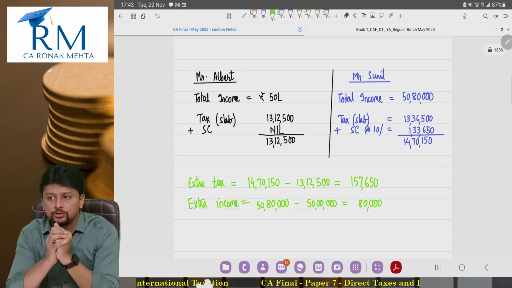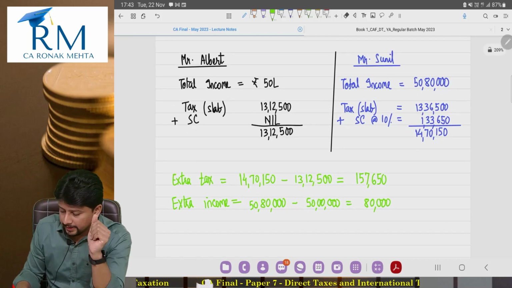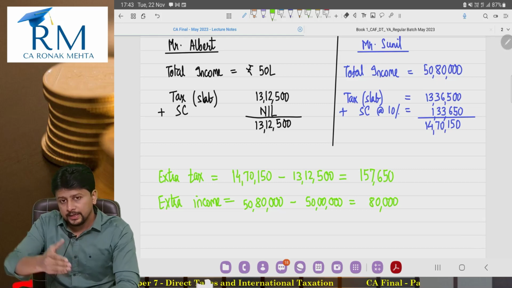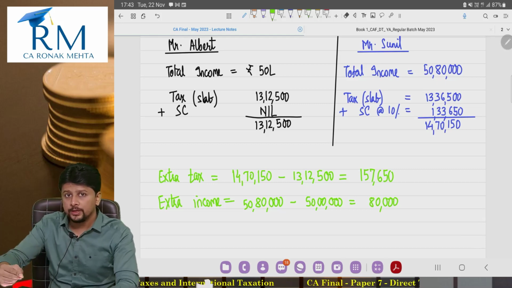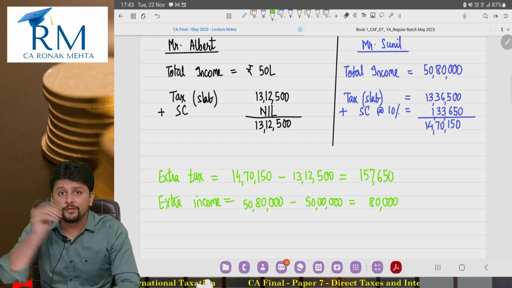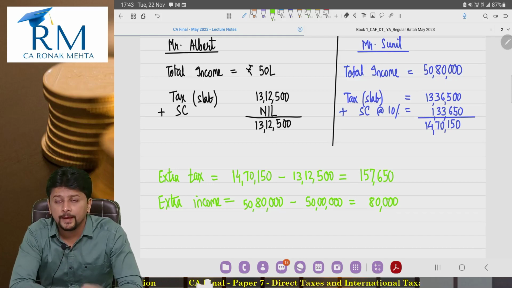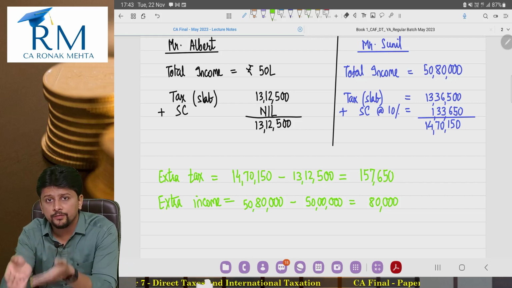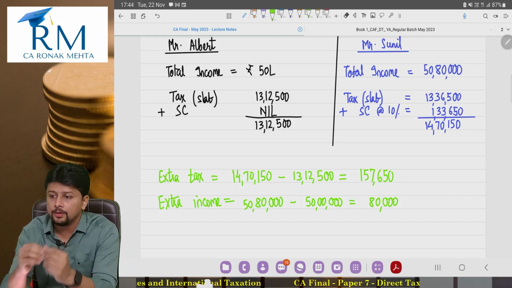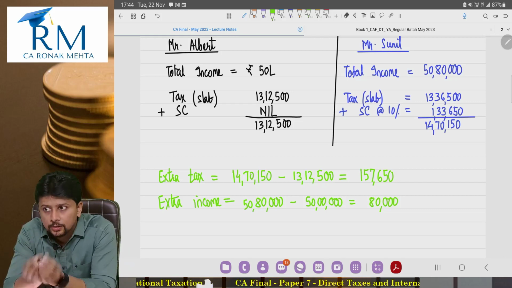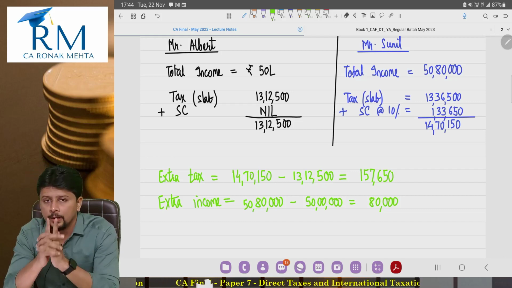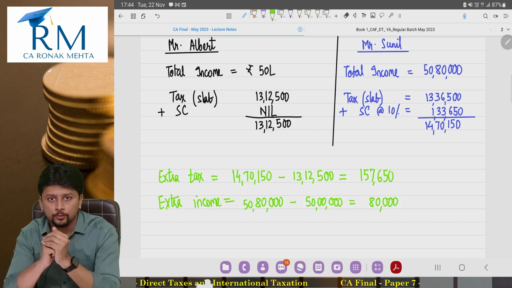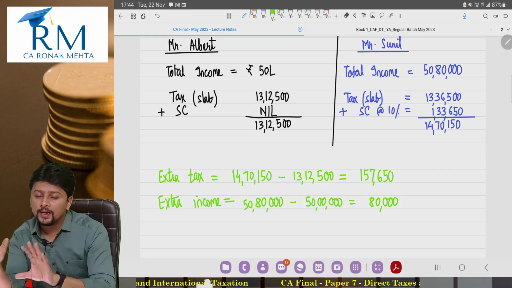Mr. Sunil will say to the government, okay, I earned 80,000 extra, and because of that additional 80,000, you are asking me to pay additional 1,57,650. I don't have that much money. I don't have 1,57,650 to pay to the government because I am earning only an extra 80,000. You are asking me to pay this much more. That's where the government says, yes, Mr. Sunil, you are right. We agree with you. You are being unfairly taxed.